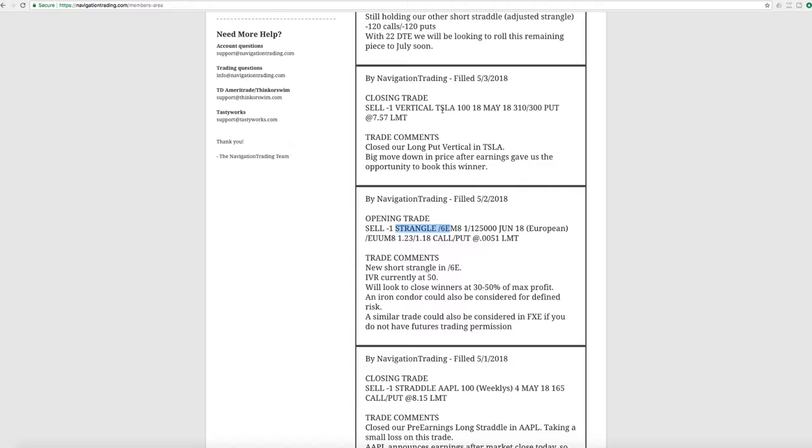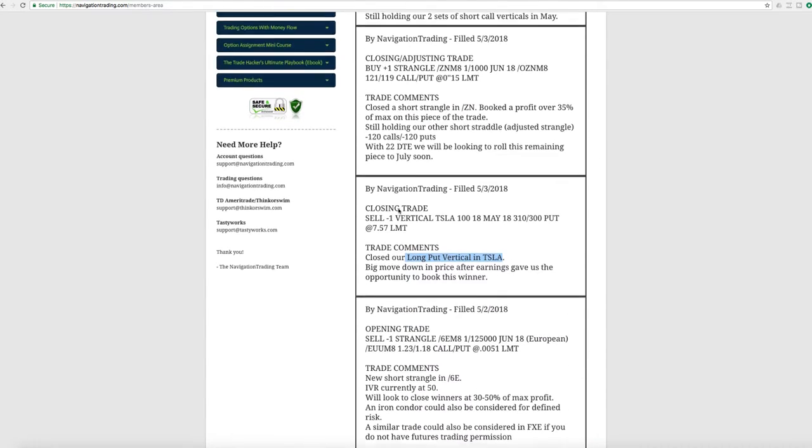Did a closing trade in Tesla, so we had a long put vertical that we ended up holding through earnings. Had a nice move down in Tesla, booked a nice winner in that one.